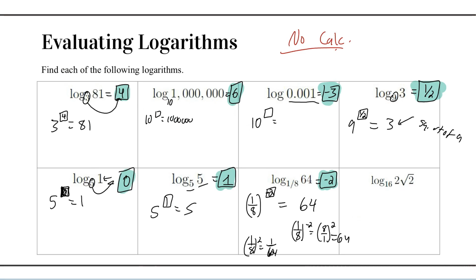And then in the last one, you do have 16 as your base, and 16 needs to be raised to something to be able to equal 2 square root 2. Okay? So it needs to get smaller than 16, right?